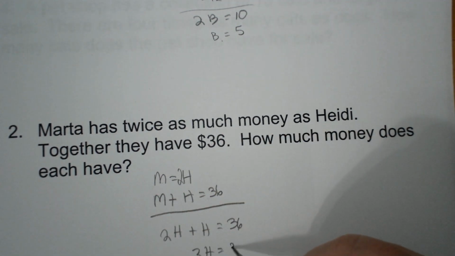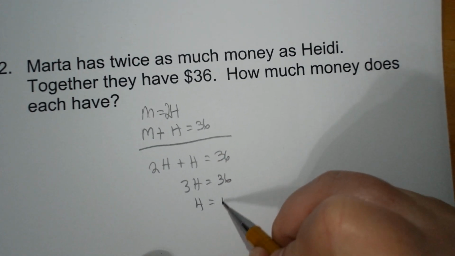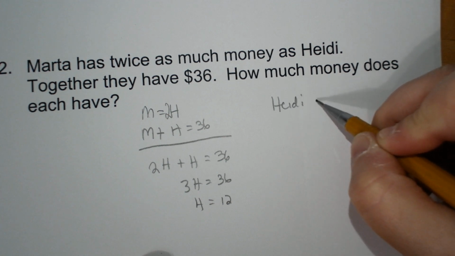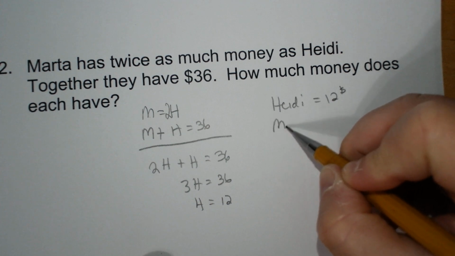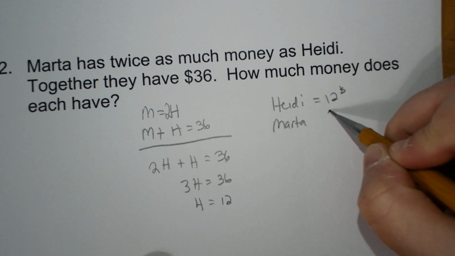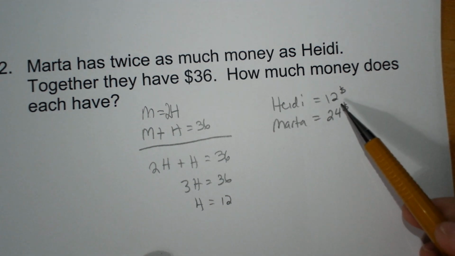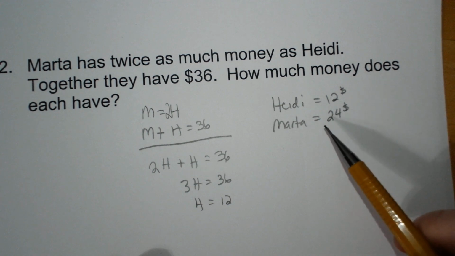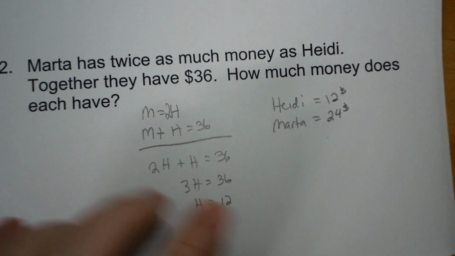So I have 2H plus H equals 36. 3H equals 36. H equals 12. So Heidi is $12. Marta has twice as much, so that's $24. And I go back to Marta has twice as much as Heidi. That is a true fact. Together they have 36. That is a true fact.